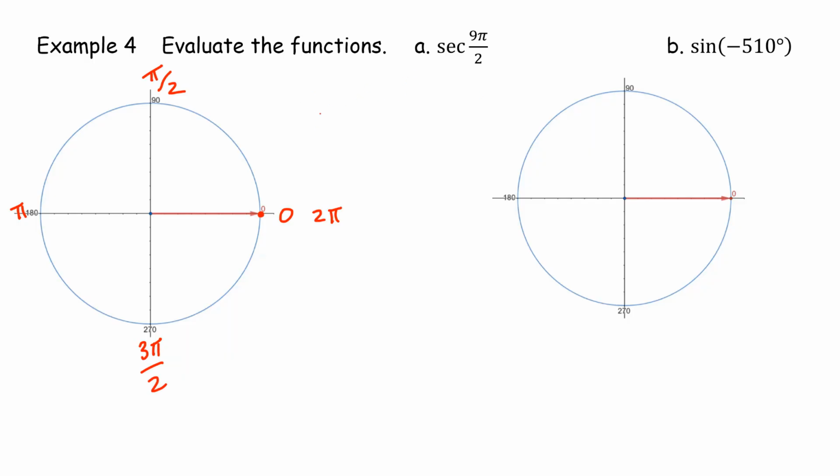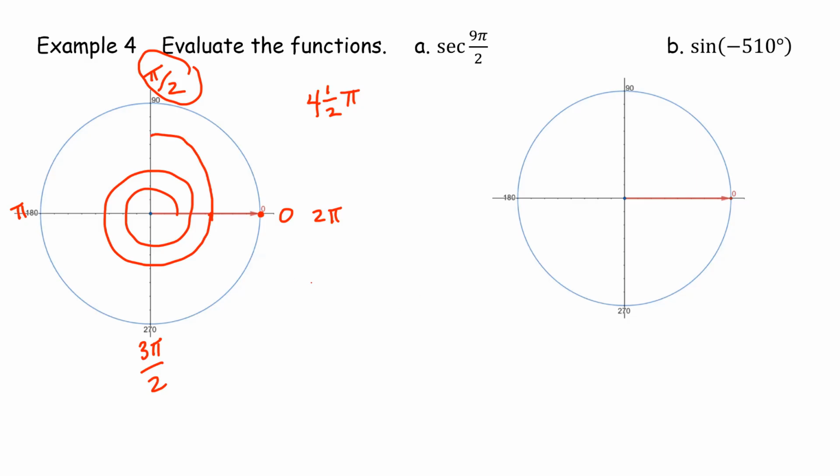I'm going to make it into a mixed number. So 2 goes into 9 4 times, so 4.5 pi. So 4 pi, that's 2 times around the circle. So 1 time, 2 times all the way around, and then another 1/2 pi or pi over 2, which is up here. First of all, secant pi over 2 is the same thing as 1 over cosine pi over 2. And we know that cosine pi over 2 is 0. And so secant pi over 2 is going to be the reciprocal of 0, which is undefined. So secant 9 pi over 2 is undefined.